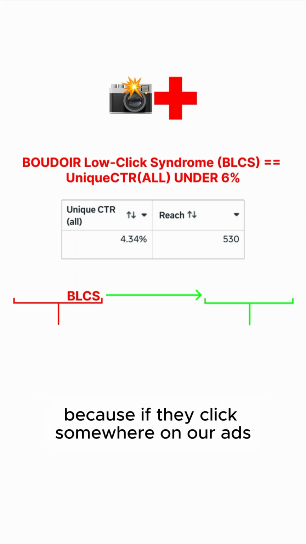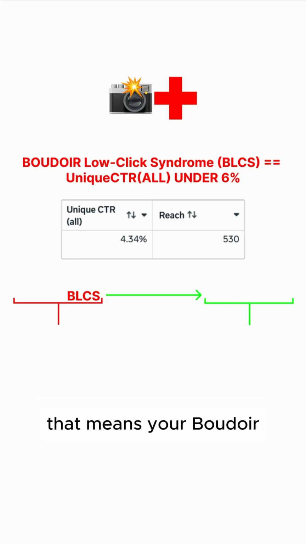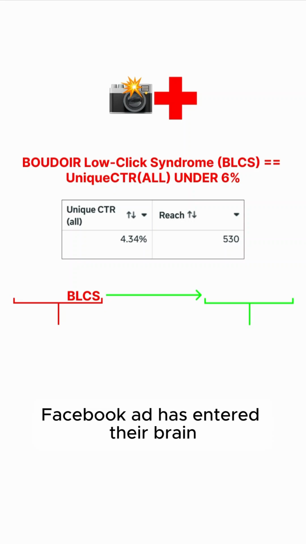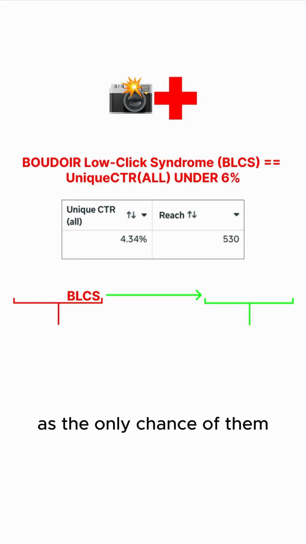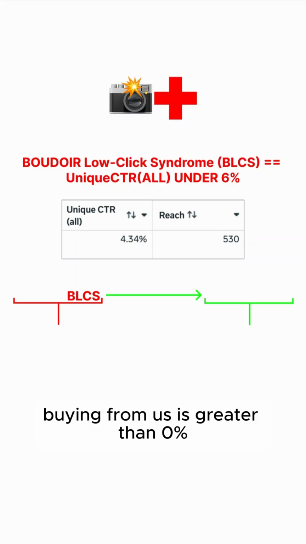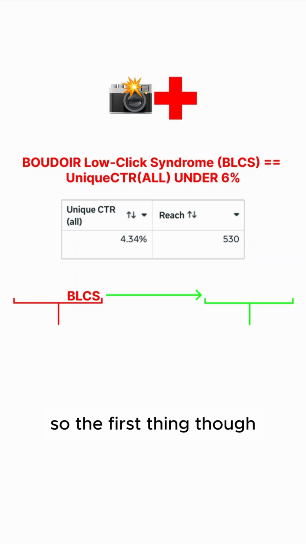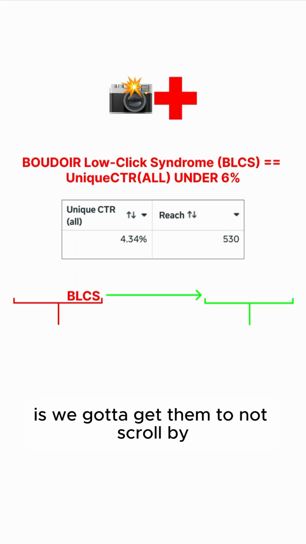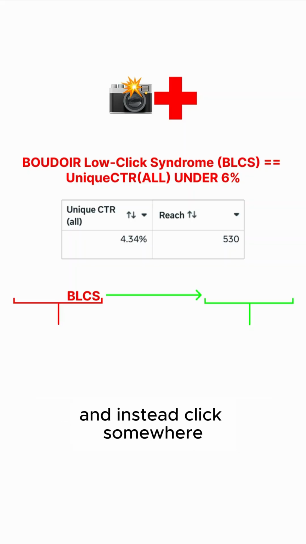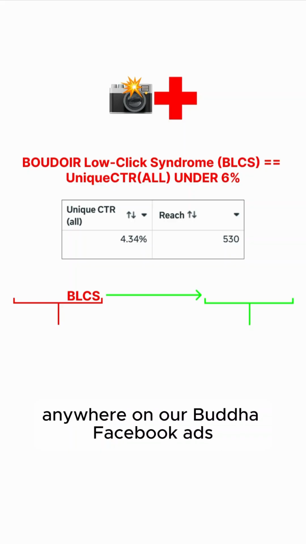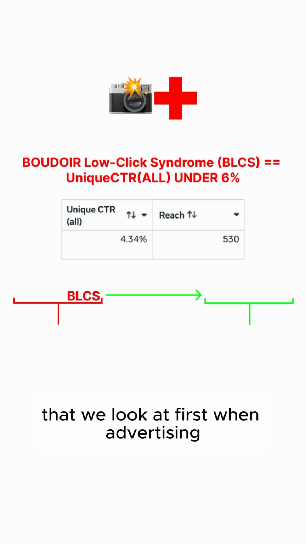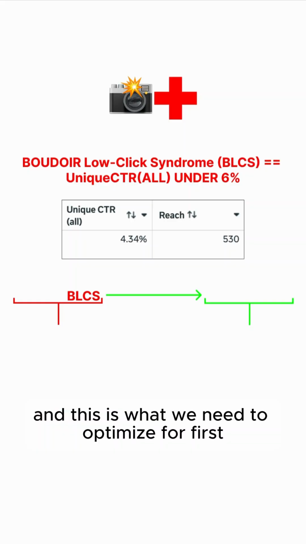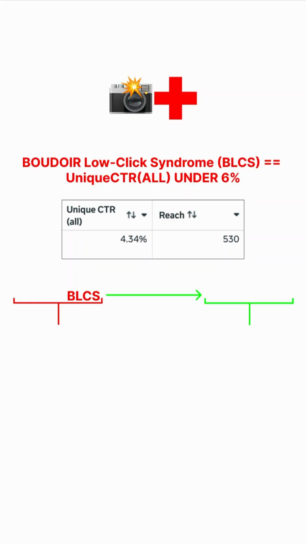And we care about this because if they click somewhere on our ads, that means our boudoir Facebook ad has entered their brain. And if our ad enters their brain, that's the only way their chance of buying from us is greater than 0%. So the first thing is we gotta get them to not scroll by and instead click somewhere, anywhere, on our boudoir Facebook ad. This is the most important metric we look at first when advertising, and this is what we need to optimize for first. It's the highest leverage activity we can do for all of advertising.